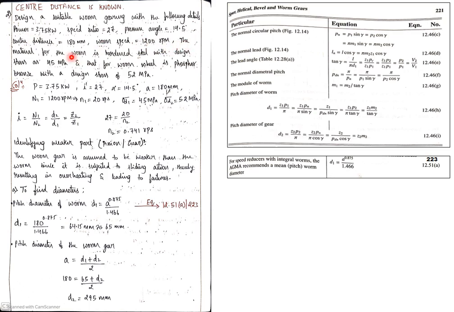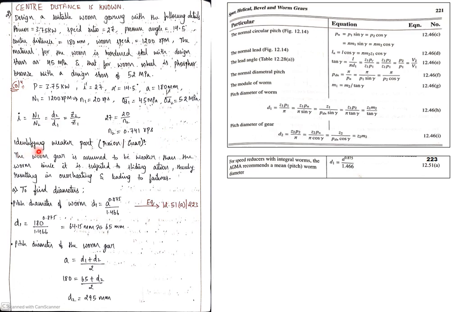The material of the worm is hardened steel with the design stress, and the worm wheel is phosphor bronze with the design stress. He has given sigma D1 and sigma D2. Since he has given the speed n1 and the center distance a, everything is given. Simultaneously he has given the speed ratio, so from this you can calculate the worm gear speed, that is n2, taken in terms of rps.